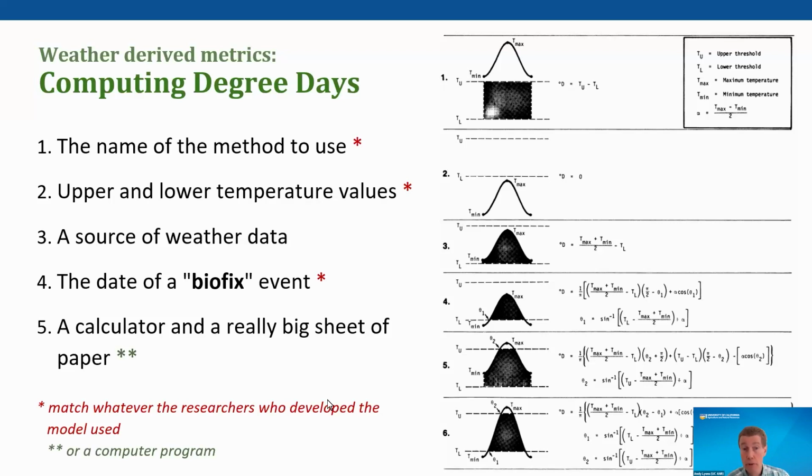Something else which is really important to actually work with degree days: of course, you need a source of weather data. You need those upper and lower temperature bounds, but you also need to know when you should start counting. Because we have to start counting these things up to predict when the flowers are going to blossom.